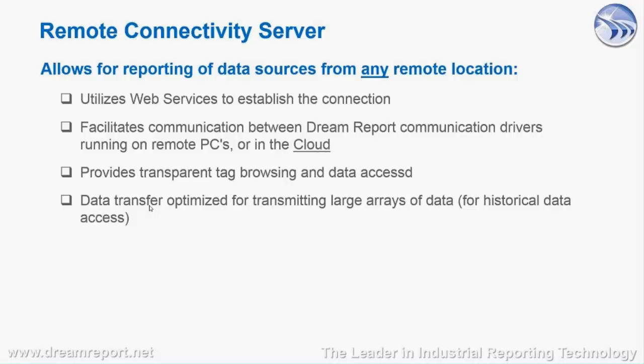So that would be the remote connectivity server on a remote node running maybe some HMI that doesn't support remote connections. Dream Report will then communicate with it locally there, and then use web services to move the data back over to the Dream Report node. And it really looks like a local data source at that point. It facilitates tag browsing. It's really transparent how the data comes across.